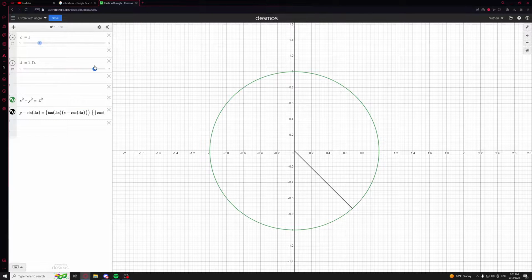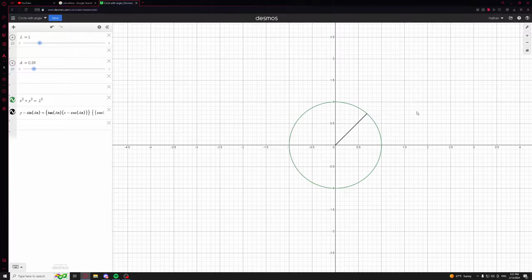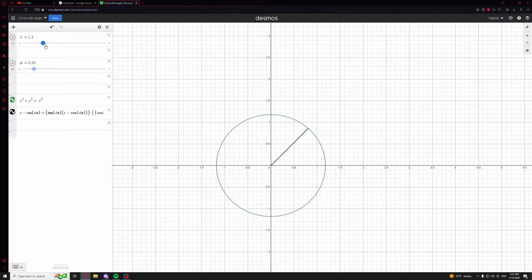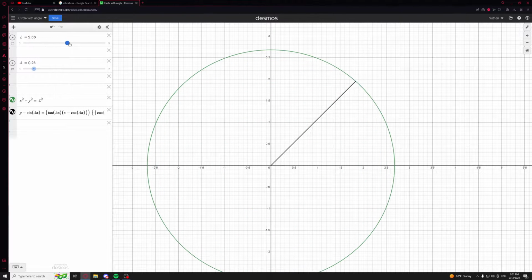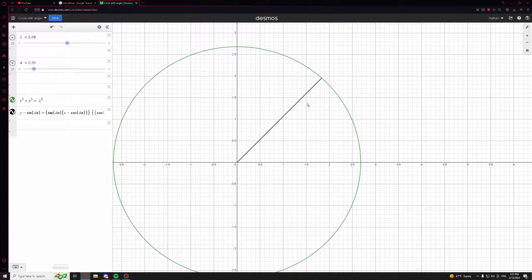So the idea is we take this angle right here, and if we extend our circle like this, if we make the radius bigger, all we have to do to find the length of the y component of the side is to take the sine of this angle and then multiply it by the length of our radius. And same for the x component. If you want to find the x component, all we have to do is find the cosine of this angle and then multiply it by the length of the radius.